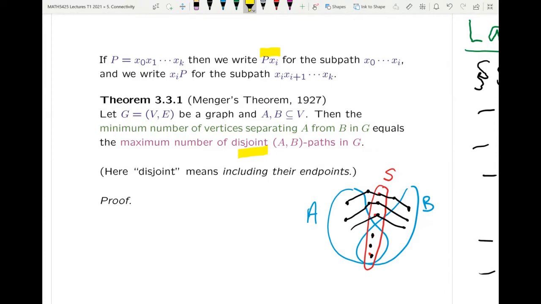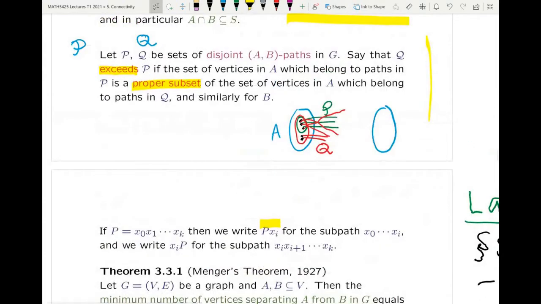Joshua has a question. Let me go back. When I say exceeds, it has to, I feel like I'm not being very clear about this.